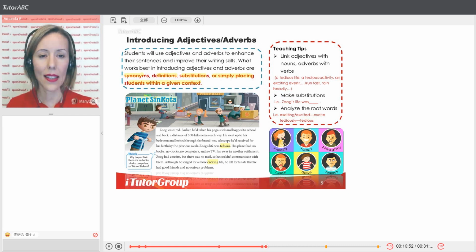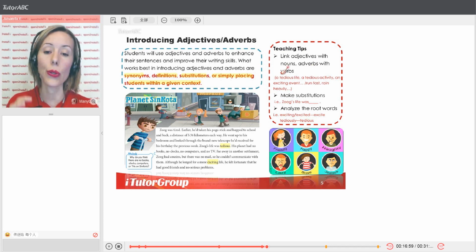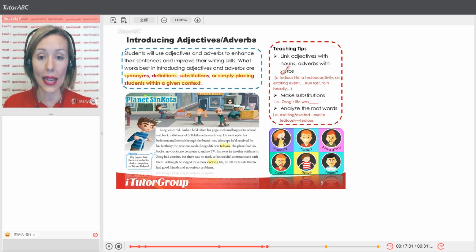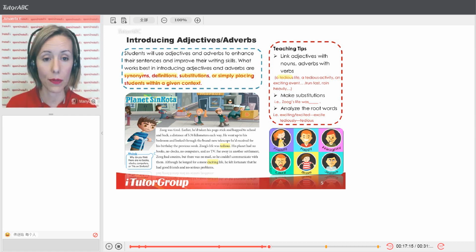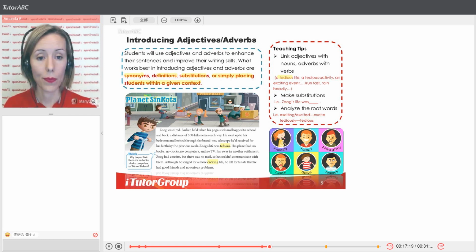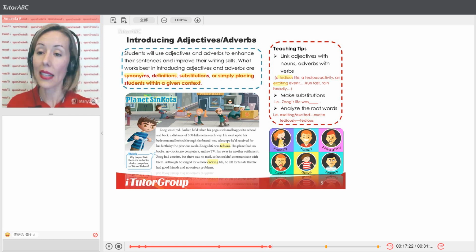So let's take a look at this. Now, it's a good idea to link adjectives with nouns. That's how they're used, so it's good to show the student how this adjective is used. So in our story here, we have the word tedious. So we might give them a few phrases or even collocations, words that always go together with this particular adjective. We might say a tedious life, tedious activity. If the word is exciting, we might say an exciting event.